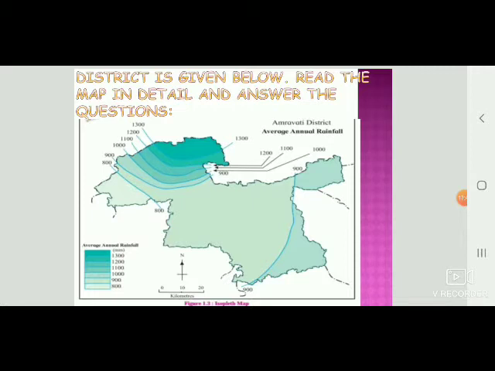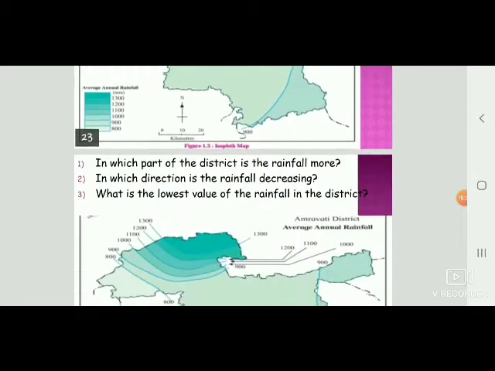Now, taking into consideration the average annual rainfall, we can see that there is a high rainfall toward the northern part. But as the colors of the tint keep on fading towards the southern region and the eastern region, we can see that the rainfall too keeps on decreasing. Let's answer the questions given below.